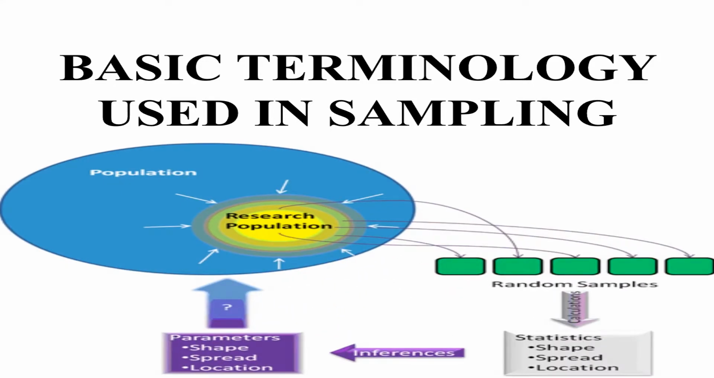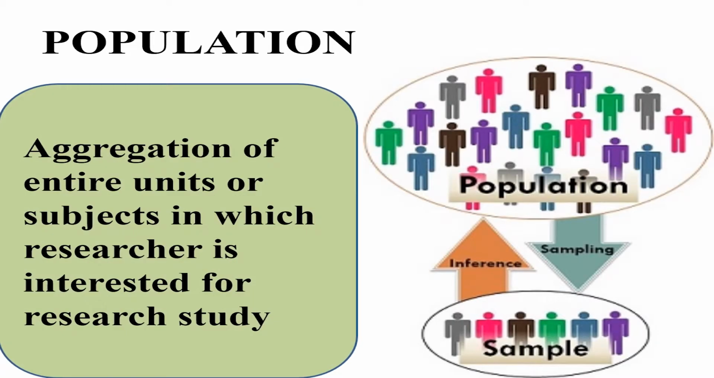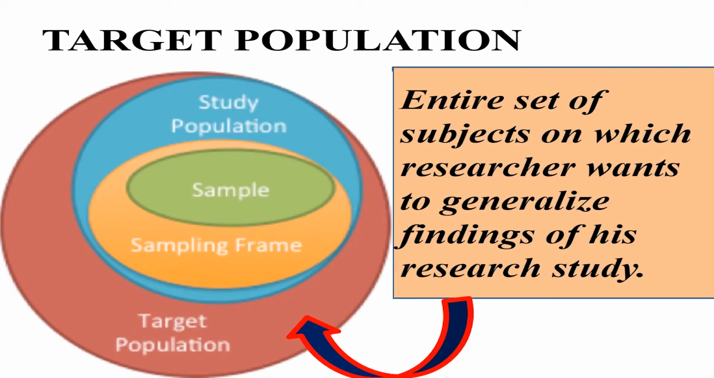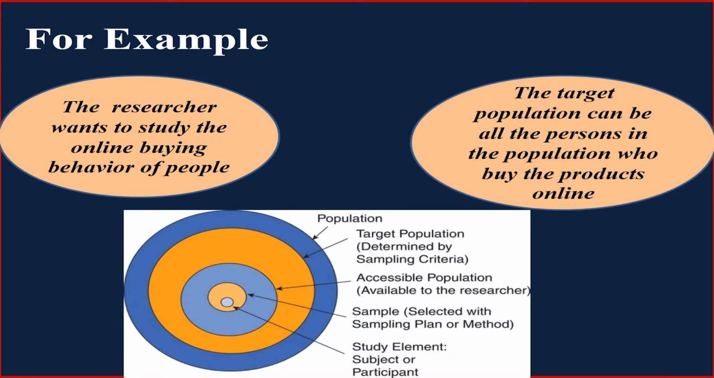The first is population. Population can be defined as the aggregation of entire units or subjects in which the researcher is interested for the research study. The next is target population. Target population is the entire set of subjects on which the researcher wants to generalize findings of his research study. For example, if the researcher wants to study the online buying behavior of people, the target population can be all the persons in the population who buy those products online.